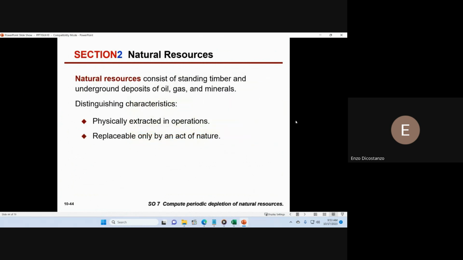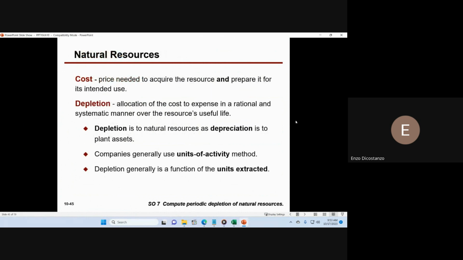Physically extract in operations, replaceable only by nature. Okay. Costs include those to acquire the resources and prepare them for intended use. Folks, all this material is in the chapter. Just read chapter 10, and it's all in there in the accounting book.